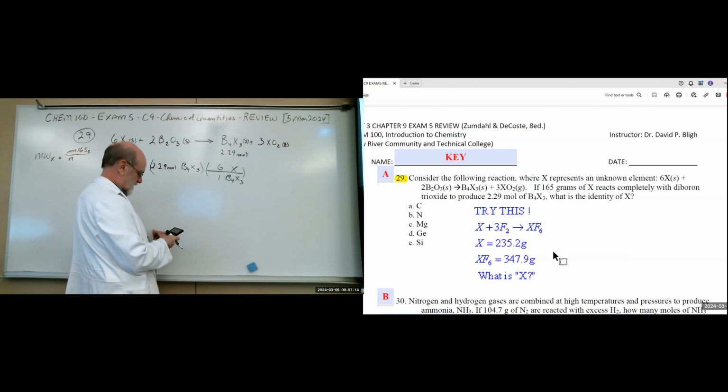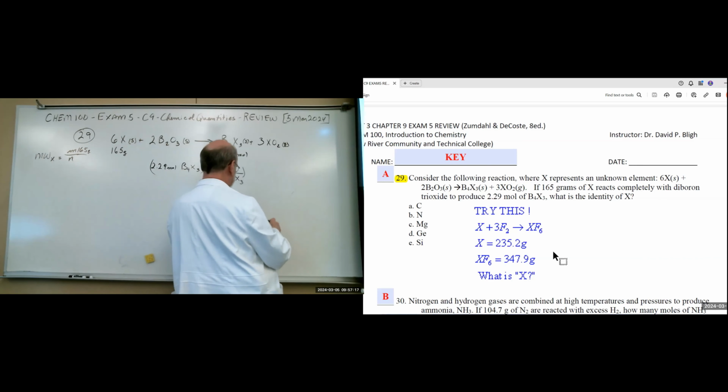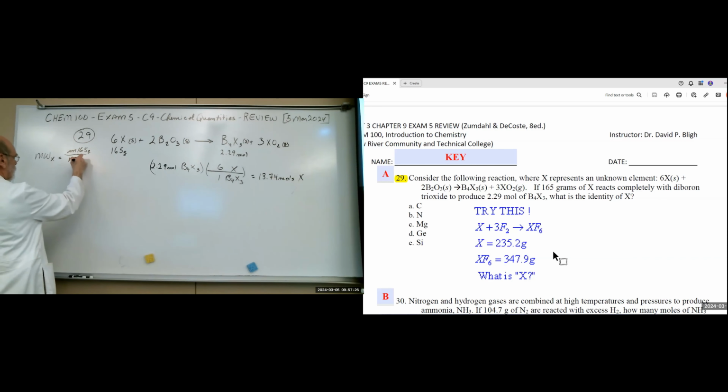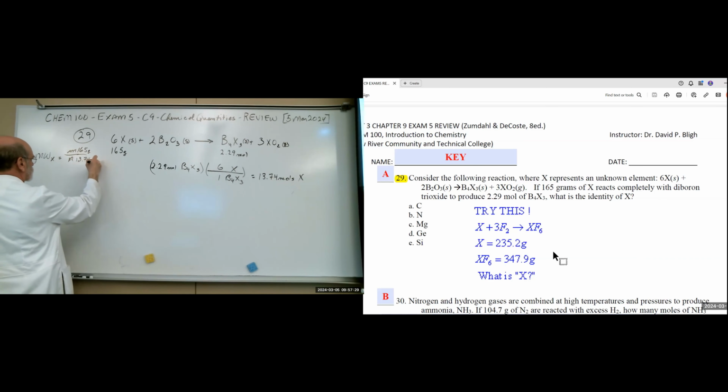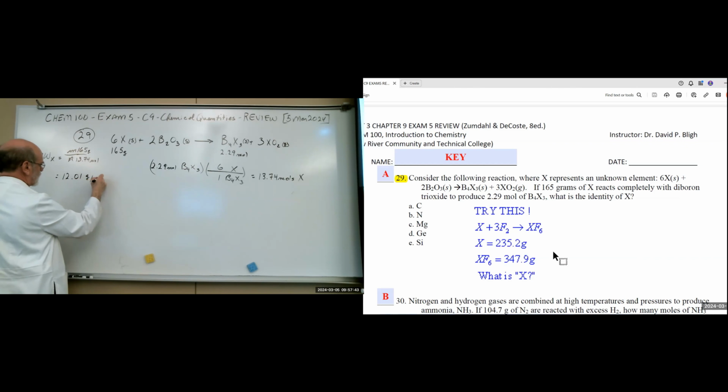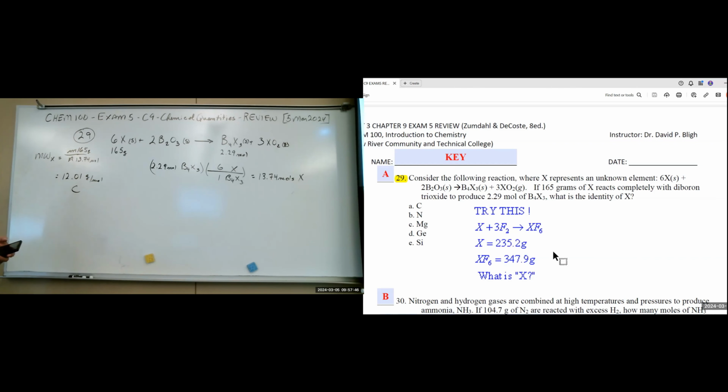2.29 times 6, which is 13.74 moles of X. Now we can plug that in here. 165 grams divided by 13.74 moles, grams per mole. And that's 12.12, rounded off, 12.01 grams per mole. That is carbon. Okay. That solves 29.